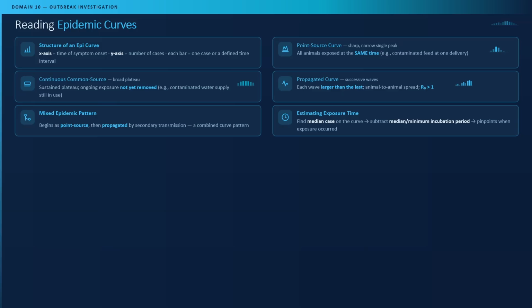Now, the shapes. A point source curve is a sharp, narrow single peak. It rises fast, it falls fast, and the whole thing is over within about one incubation period. That shape tells you every animal was exposed at the same moment. Think a single contaminated feed delivery.